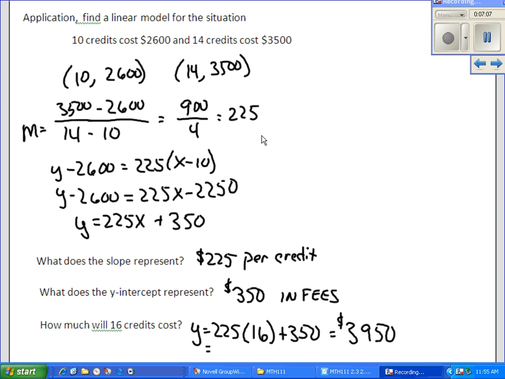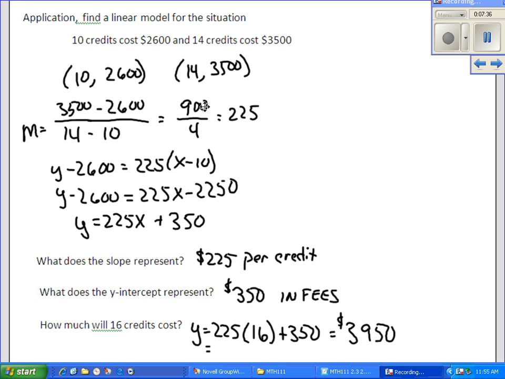Okay, application. Find a linear model for this situation. Say 10 credits at a particular college cost $2,600 and 14 credits cost $3,500. Essentially, we'll be given two points. We have an x value, y value, and x value, y value. We can find the slope. Pick one of the points to plug in for x and y, simplify. And the slope in this case, the 225, that's the cost per credit.